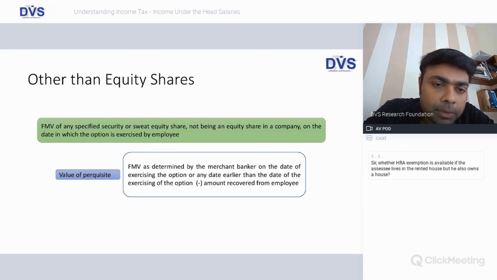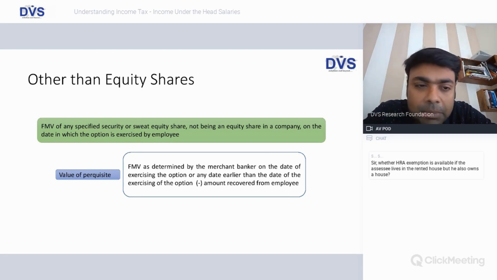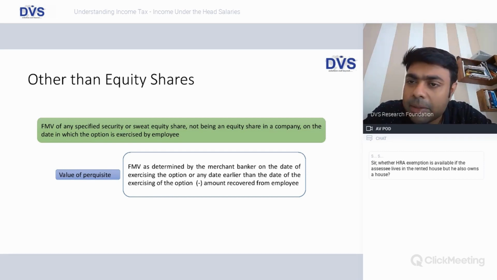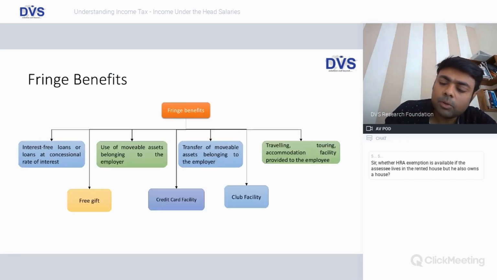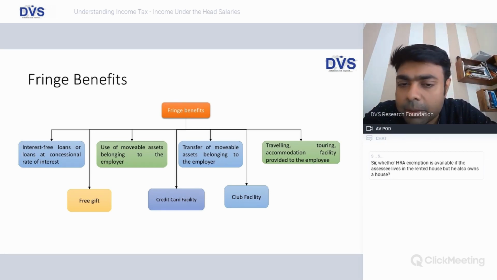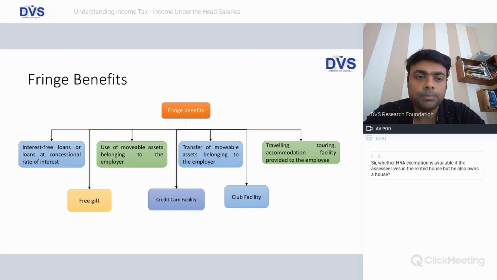Now, what happens if you are given shares other than equity shares? In which case, now we have this concept of phantom shares, we can have preference shares, multiple instruments are possible. So, or any security, convertible debenture, anything can be given. In such a case, you go through the fair market value by a merchant banker, reduce the value of amount recovered from the employee, and that becomes the value of taxable perquisite.